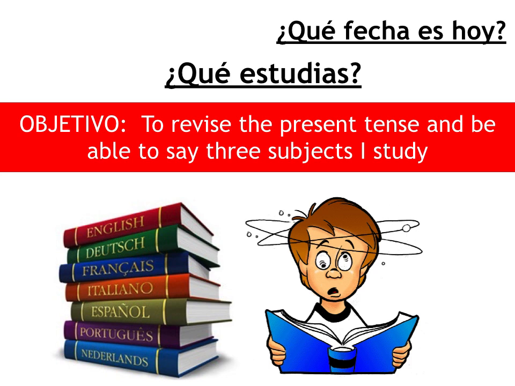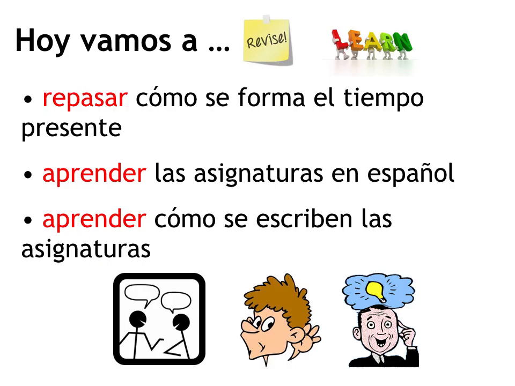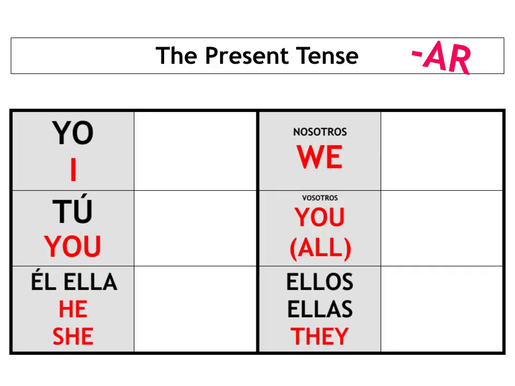Vale, muy bien. El objetivo es to revise the present tense and be able to say 3 subjects that I study. Entonces, hoy vamos a repasar cómo se forma el tiempo presente. We're going to revise how to form the present tense. You did that a few weeks ago with one of Mr. Scognamilio's lessons. Vamos a aprender las asignaturas en español. We're going to learn the school subjects in Spanish. Y hoy vamos a aprender cómo se escriben las asignaturas. We're going to learn how to write and spell the school subjects. So lots to do. It'll fly by.